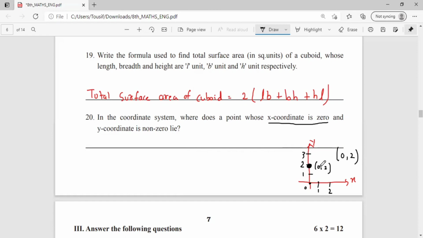In that 0 comma 2, the x value is 0. That is what they said in the question: x is 0 and y is non-zero. Non-zero means it is not 0; except 0, it can be any value. So we have considered it as 2. So our point lies over here. Where is the point lying? The point is lying on the y-axis. So what are we going to write down? Where does the point lie? The point lies on the y-axis.